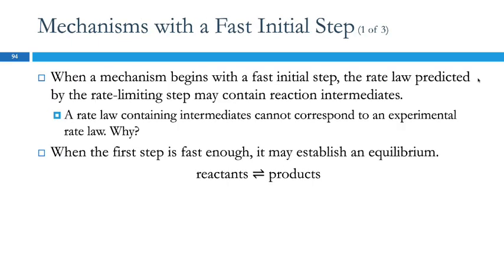So when we have a fast initial step, then the rate law that we get predicted by the rate limiting step might have reaction intermediates, and we can't have reaction intermediates in our rate law for the overall equation. So if the first step is fast enough, it may actually establish an equilibrium. So the rate of the forward reaction is equal to the rate of the reverse reaction.